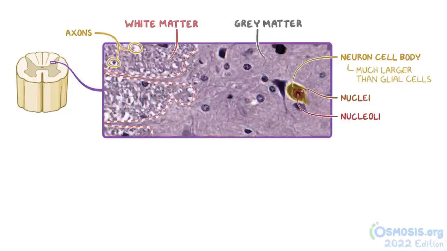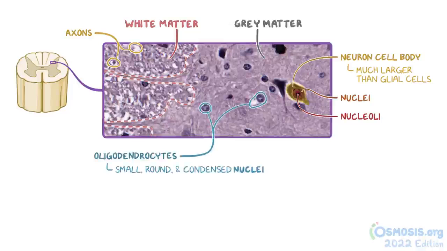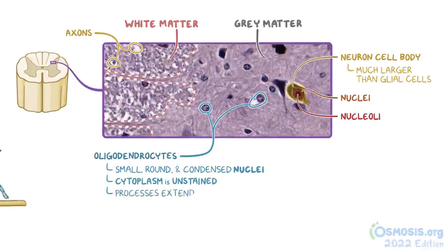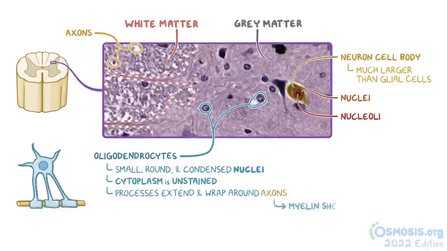The different glial cells can be difficult to identify and differentiate from each other when using an H&E stain, except for oligodendrocytes. Oligodendrocytes can be identified by their small, round, and condensed nuclei. Their cell bodies aren't easily seen because their cytoplasm is unstained since it contains a lot of Golgi complexes which don't absorb the stain. Oligodendrocytes have many processes that extend and wrap around axons to form the myelin sheath for axons within the CNS. The peripheral nervous system's myelin sheaths are produced by Schwann cells instead.